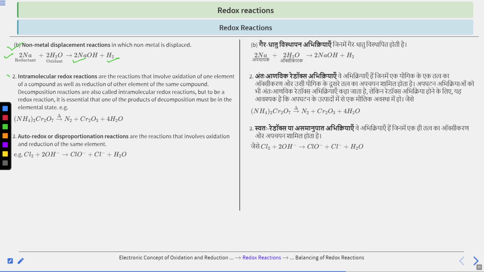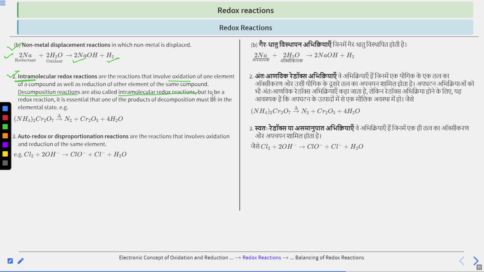Now let's move to the second type, which is intramolecular redox reaction. These are the reactions that involve oxidation of one element of a compound as well as reduction of another element of the same compound. As we are saying, intramolecular means in the same molecule. So within the same compound, one element is involved in oxidation and another element in the same compound is involved in reduction. This is the intramolecular redox.